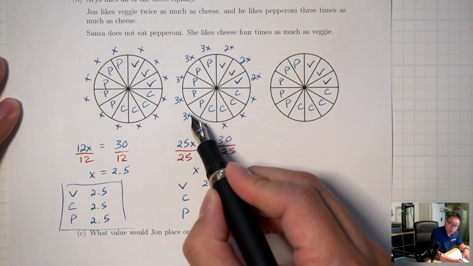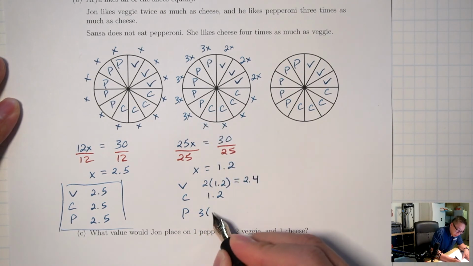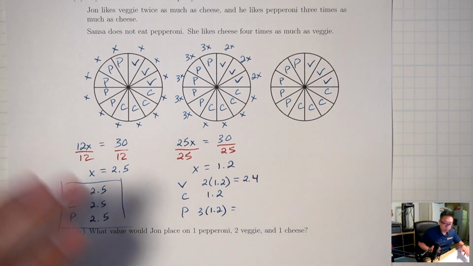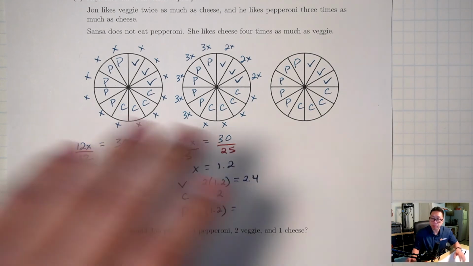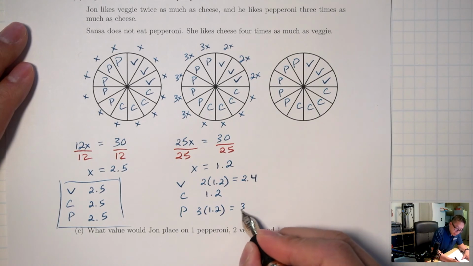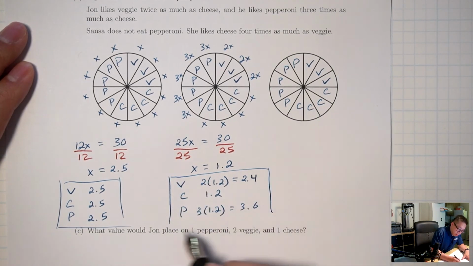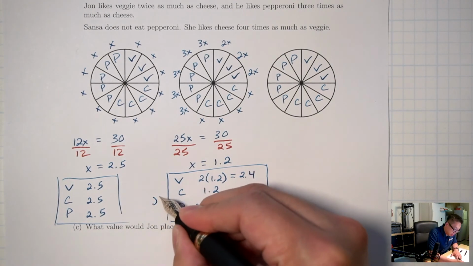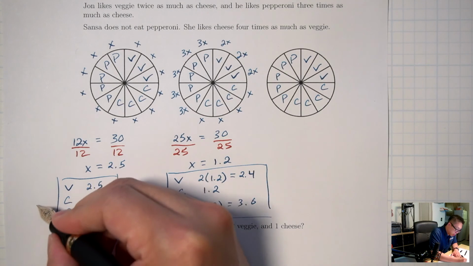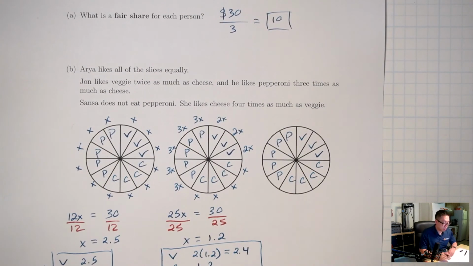Pepperoni we labeled as 3x, so that means 3 times the 1.2. 3 times 1.2 is 3.6. And that's John's. Let me label John. First one was Arya. And then finally we have Sansa.